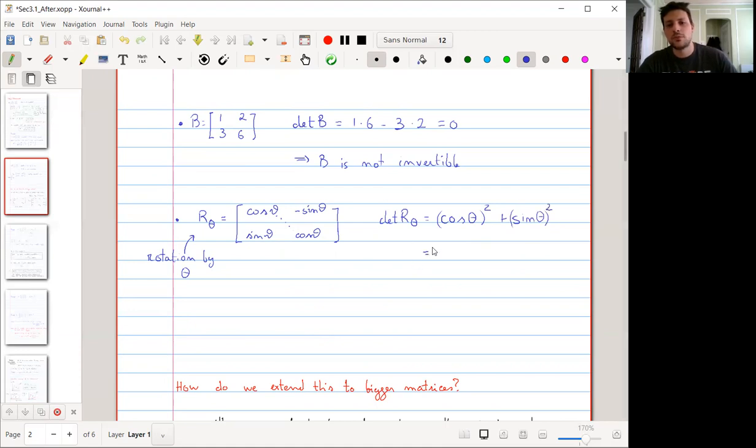This is a trigonometric identity, the Pythagorean identity. Cosine squared plus sine squared is always equal to 1, which is in particular different from 0, which tells us that our theta is invertible. Let's write the inverse of our theta.